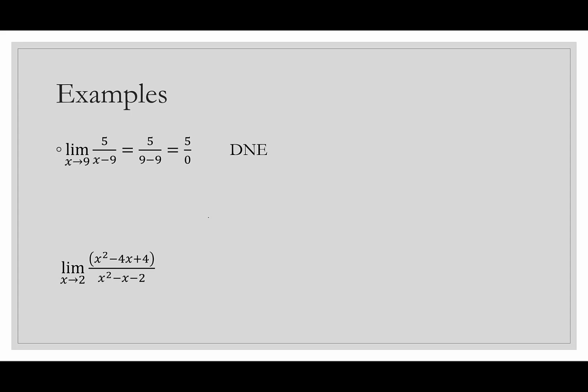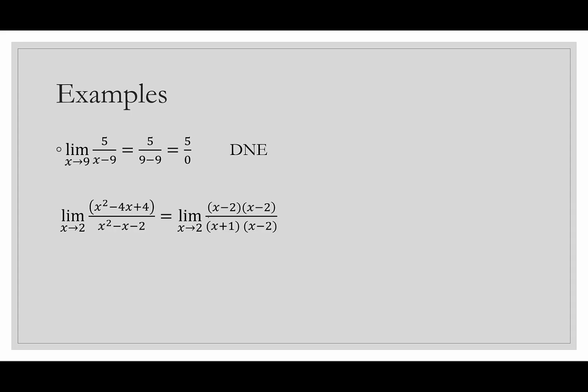Let's try the limit as x goes to 2 of x squared minus 4x plus 4 divided by x squared minus x minus 2. Again, my first thought is let's plug the 2 in. I have 2 squared minus 4 times 2 plus 4 over 2 squared minus 2 minus 2. 0 over 0. We know what to do. We need to factor. This factoring is x minus 2 times x minus 2 over x plus 1 times x minus 2. We're going to cancel one set of x minus 2. So even though the x minus 2 is twice in the numerator, I only get to cancel 1 for 1.